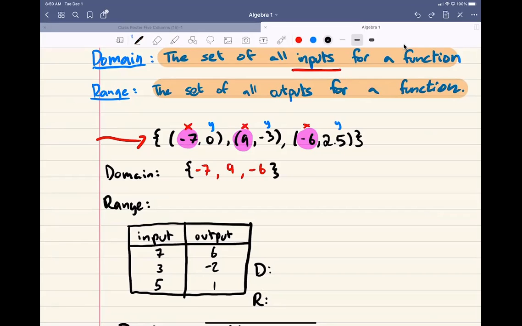Input, domain. All right. When it comes to range, the range is the set of all outputs for a function. So in our case, the outputs are always going to be the y values. Okay. So let's see here. Zero is a y value, -3 is a y value, and 2.5 is a y value. So we can safely say that our range is going to be 0, -3, and 2.5. And we'll write that in here. So it's going to be 0, -3, and 2.5. Okay, and then we'll close the brace.